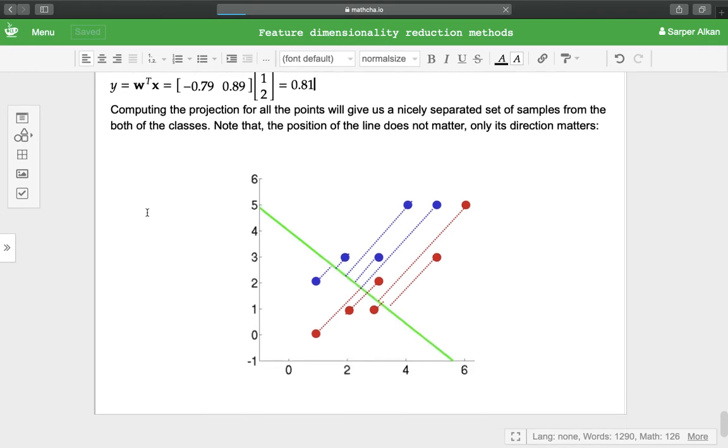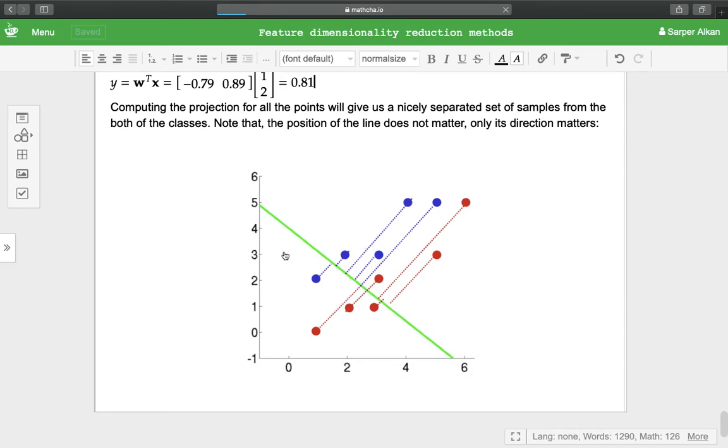Note that the position of the line does not matter, only its direction matters. So instead of this line here, we can have a line that's parallel to it, and the projections won't be changed, and that will be equally useful. So note that when we project our points to this line, all the samples are separated, and we have the distance between the class means well separated as well.